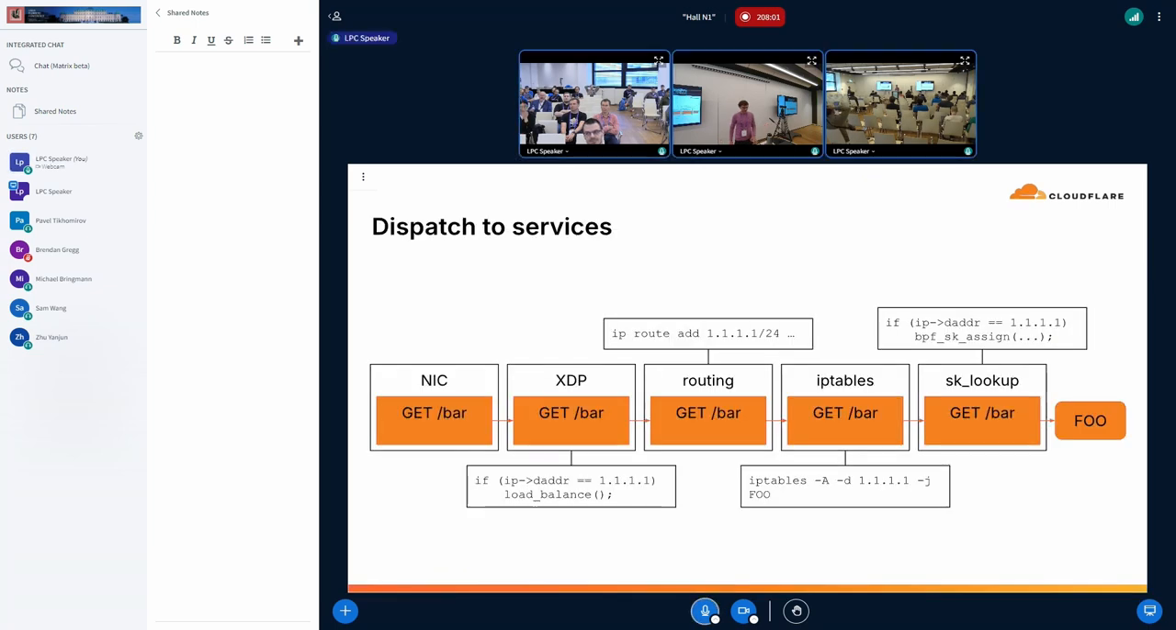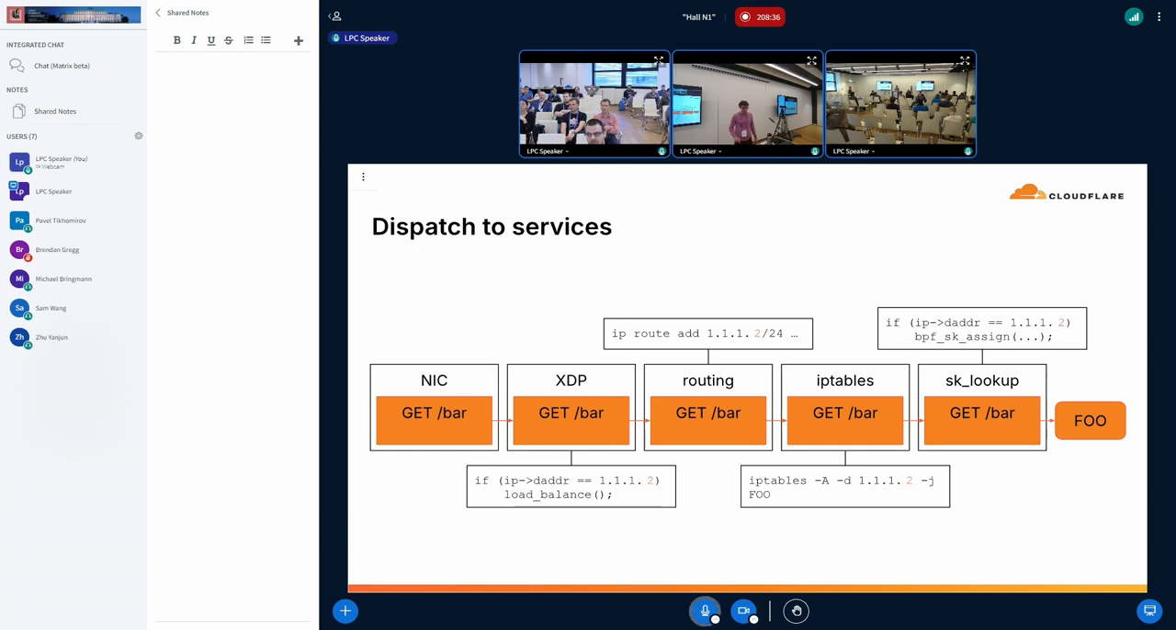I think the classic example is trying to dispatch things to services. In this example, we have a service foo in user space, listening at, say, 1.1.1.1, and we want to get packets to it. In the classic example, at every layer of the network stack, you have to set it up. So XDP would check the destination IP, and okay, we probably have to load balance this packet. And in routing, you also have to have a route to route it locally. And same in IP tables, you probably have to jump to that service's rules. That's if you're reading something, but your service could also just bind to that IP. But once again, you have to bind to that IP. And so this all works really well, and you can set it up for everything.